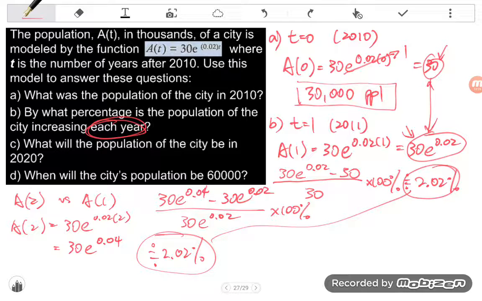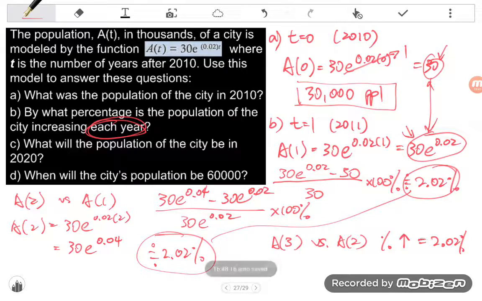If you want to try further, I think it would be interesting to compare the third year versus the second year, and you should see that the percentage increase is also equal to 2.02%. So give that a try on your own, and think about why this is happening. But anyways, let's continue with this question.